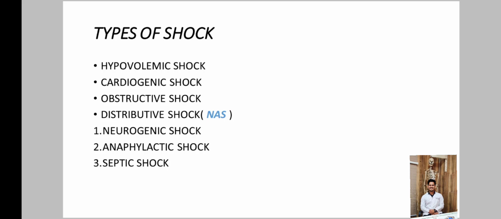Let's move on to the classification or types of shock. As you know, we classify shock into hypovolemic shock, cardiogenic shock, obstructive shock, and distributive shock. In distributive shock, there are three: neurogenic, anaphylactic, and septic shock. Just to make a mnemonic of the distributive shock, you can remember it as NAS: neurogenic, anaphylactic, and septic.